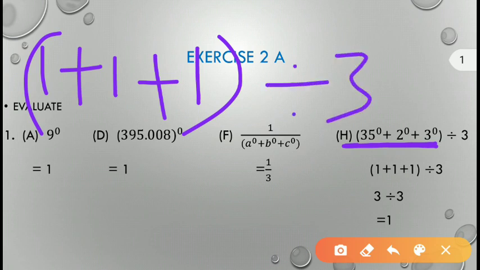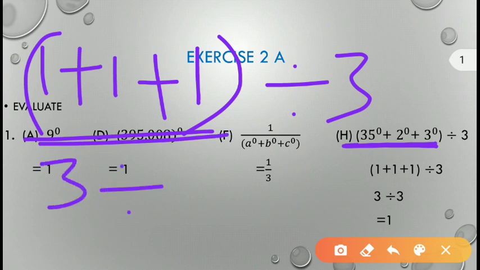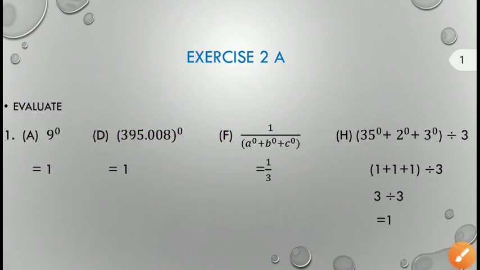So, according to the BODMAS rule, first solve the bracket. This will give you 3. Then again divide by 3. And 3 divided by 3 will always give you 1. So this was your solution.